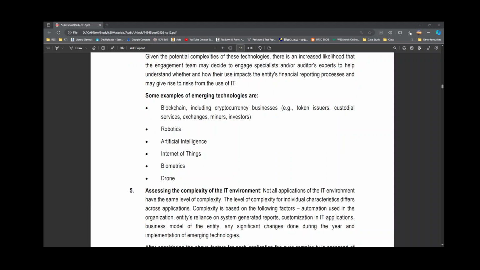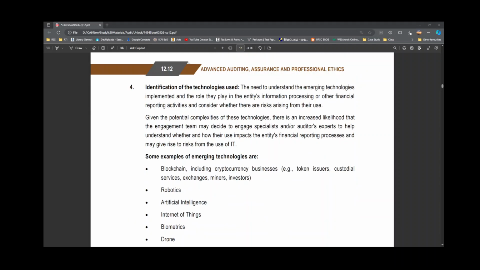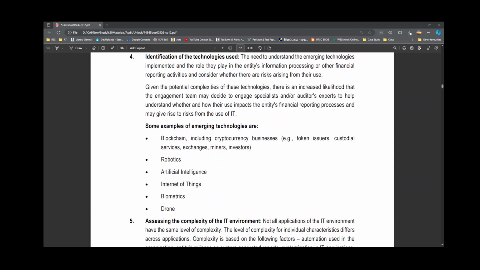In this way, robotics, artificial intelligence, blockchain, internet of things, biology and other technologies are used. We should identify what these things are. Write it out: where it has been used and how it has been used. Write stories about it. That will help you to create a report.